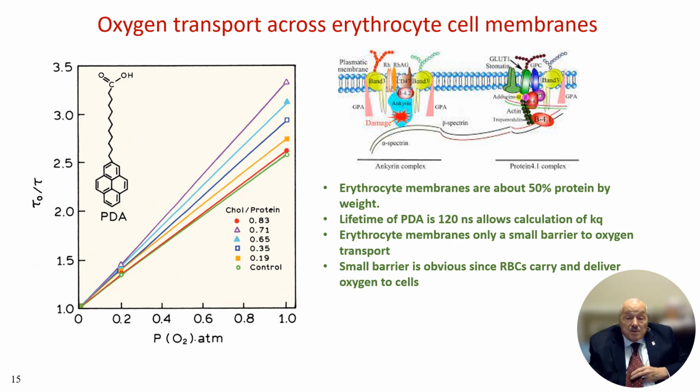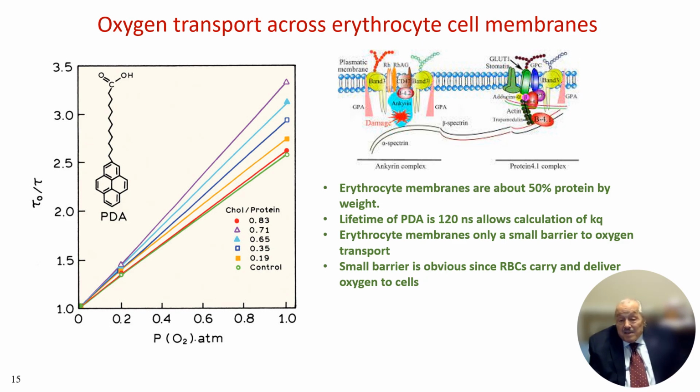This experiment was also done with erythrocyte membranes, or the ghost membranes, to be more precise, the ones for which the hemoglobin has been removed. And this is a much more complicated membrane system where there's a bunch of membrane-bound proteins. We use this probe, pyrene dodecyl amino acid. It has a lifetime of about 120 nanoseconds that allows you to calculate the bimolecular quenching constant.